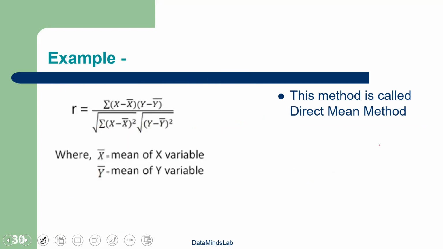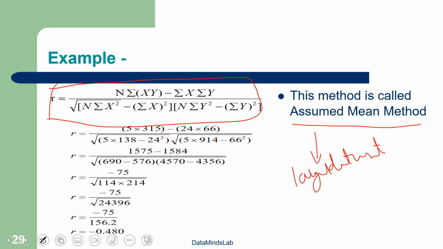Just take x and the mean, so this method is called the direct mean method. So there are two methods which you can calculate manually. Remember this: this method is called the direct mean method because you are using the mean here. This is usable when you have a small set of data. But this one is the assumed mean method, meaning that I don't have any mean here because I need to go with an assumption of the mean.